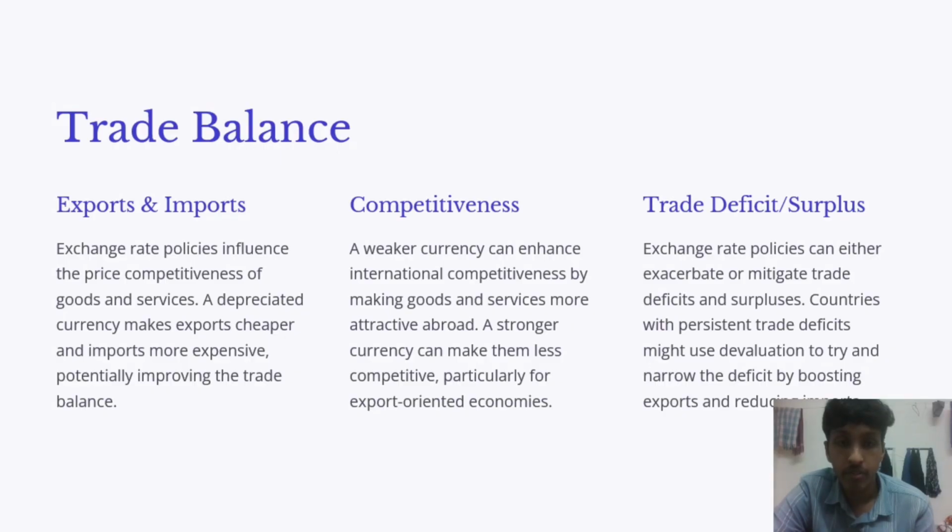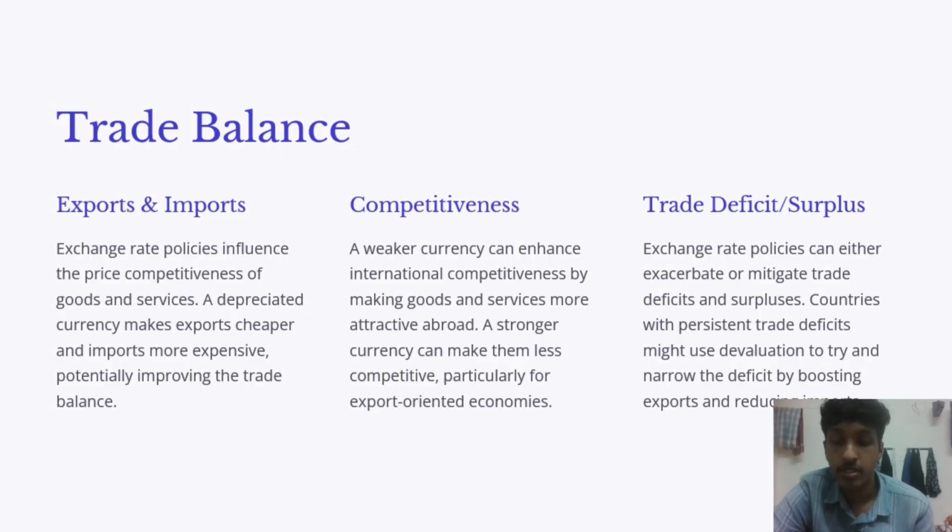Competitiveness. A weaker currency can enhance international competitiveness by making goods and services more attractive abroad. A stronger currency can make them less competitive, particularly for export-oriented economies. So competitiveness is like how well you can compete with other countries. So weak currency can make your products more competitive because they're cheaper. A strong currency can make your product less competitive. This means other country might sell their product cheaper.